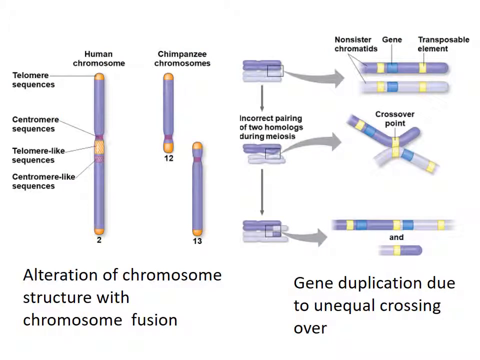Here you've got chimpanzee chromosome 12 and 13, and the human chromosome 2 is very similar to chimpanzees 12 and 13, but fused together at a telomere-like sequence here. This is not to say that chimpanzees fuse one chromosome and you get a human. That's not what we're saying here. We'll talk more about evolution in Unit 5. And then here we're just showing you crossing over occurring unequally and creating gene duplication.